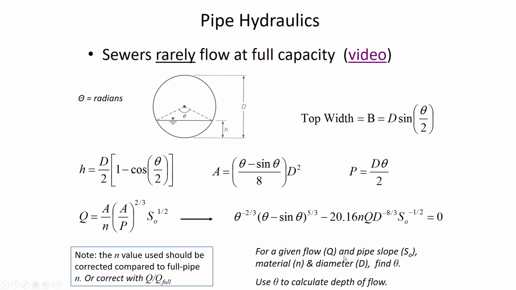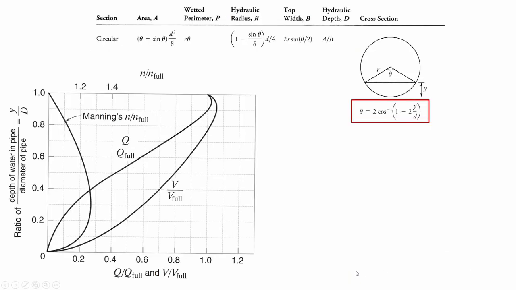So you're given a flow rate and a pipe slope, an n value, the material roughness factor for when the pipe is full, and the diameter. And in a lot of these problems, you'll have to solve for theta in order to find the depth of flow.